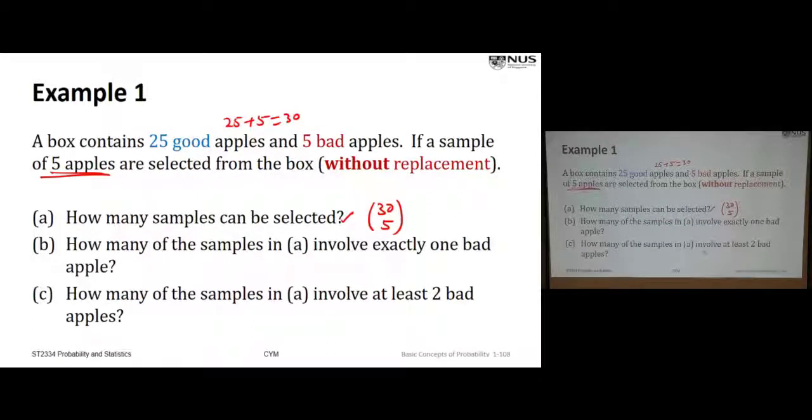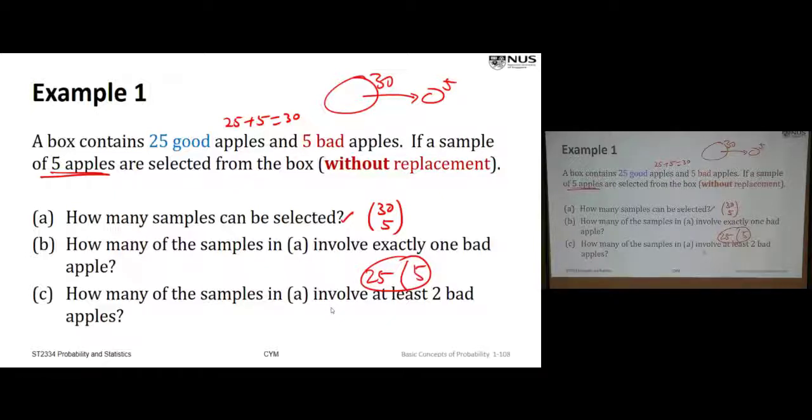How many of the samples in A involve exactly 1 bad apple? In this case, we have a condition applied to our selection. We want exactly 1 bad apple in the sample. So now I have to separate these 30 apples into 2 groups. One is the good apples and the other is the bad apples. At first, we have 30 and we just take a sample of 5. Now we divide this 30 into 2 groups. One is 25. Why 25? Because we have 25 good apples and 5 bad apples.